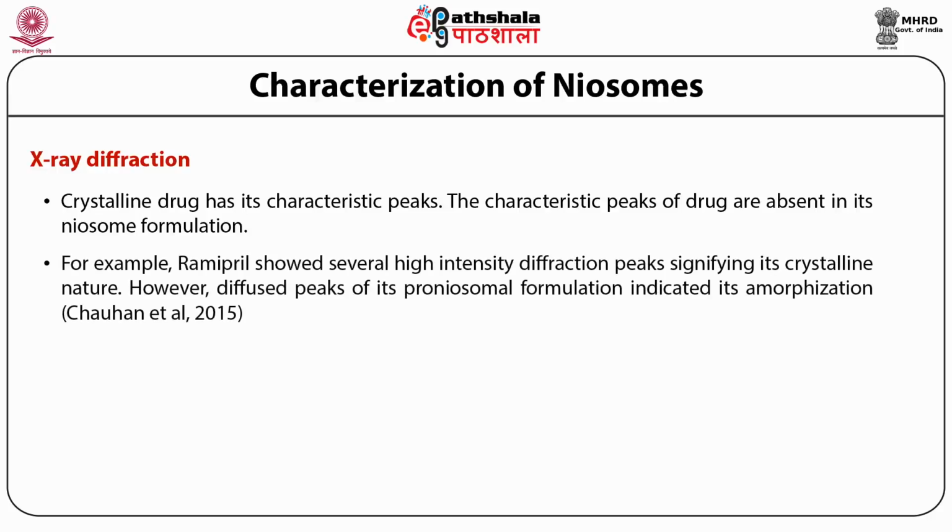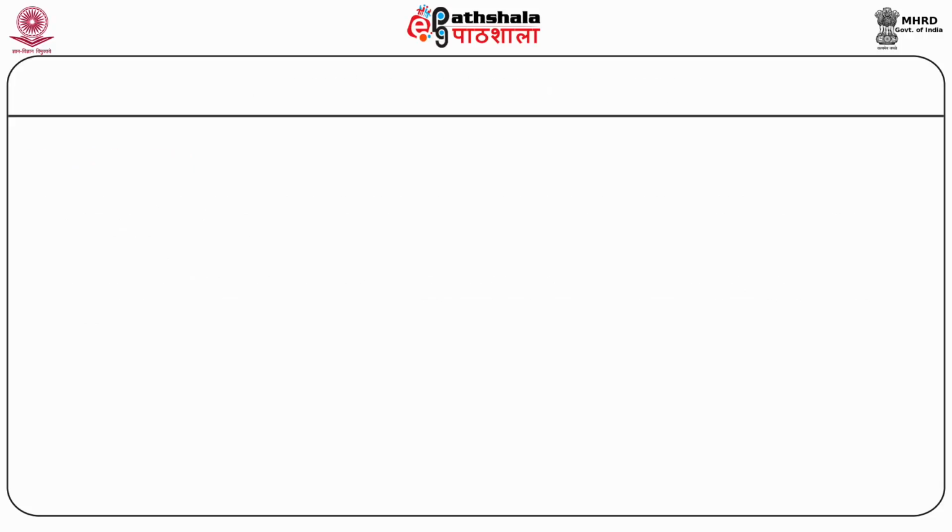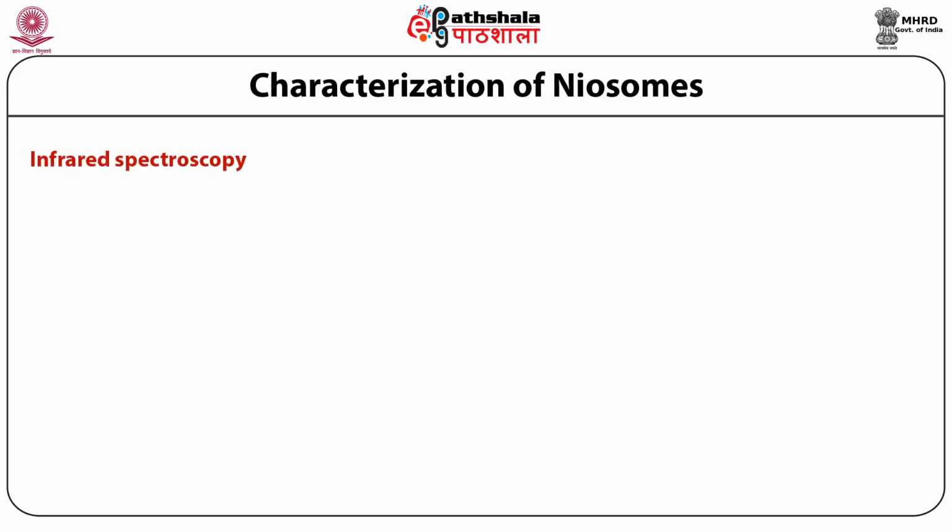For example, ramipril showed several high-intensity diffraction peaks signifying its crystalline nature. However, the diffused peaks of its proneosomal formulation indicated its amorphization.